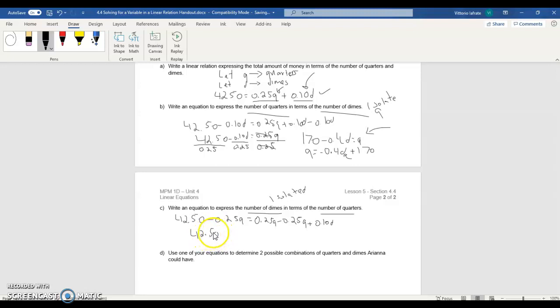42.5 minus 0.25Q is equal to 0.10D. D is almost isolated completely. I just need to divide by 0.10 on both sides. Make sure you do that to all the terms.